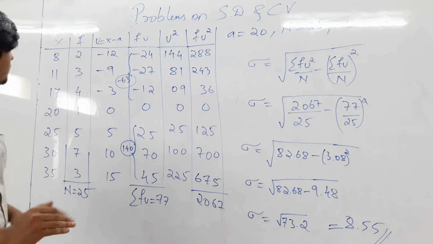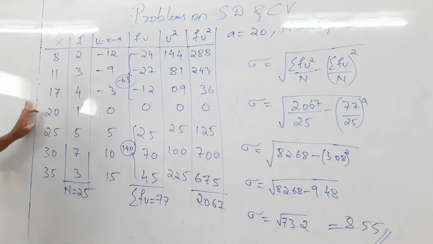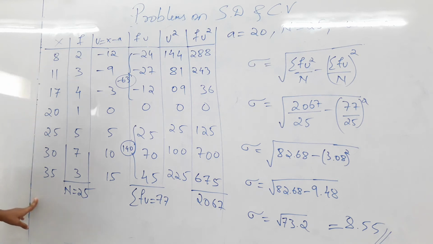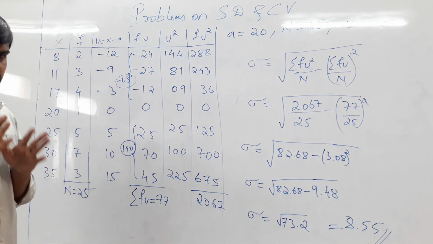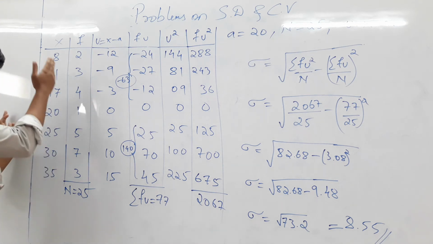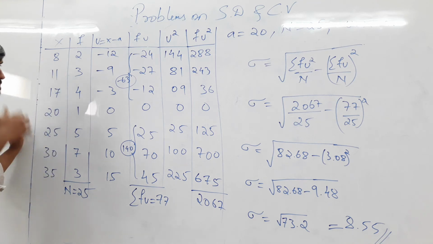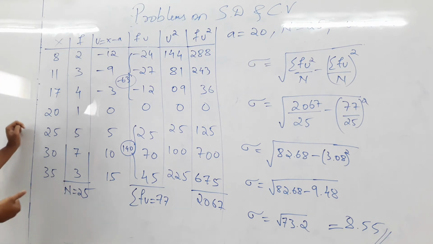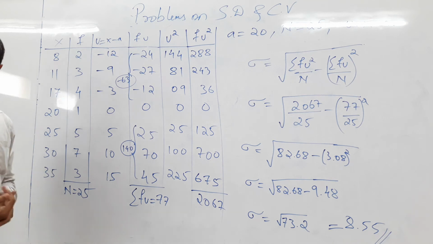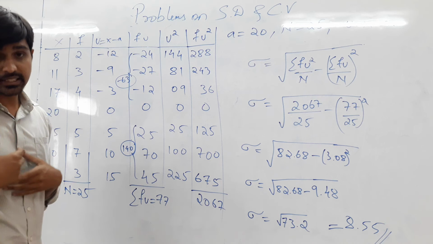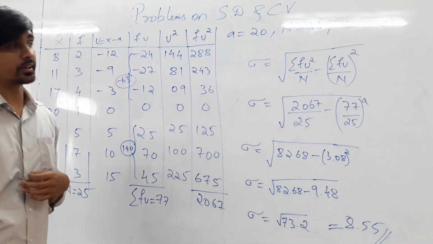Let's start the sum. The question is given: 8, 11, 17, 20, 25, 30 and 35. They are not perfectly set. This is ungrouped data only, but the class interval is not even. It's split up differently. F is given as 2, 3, 4, 1, 5, 7, 3. So n is equal to how much? 25. Let's do u. In your textbook they have taken one value and I have taken a different value so that you will understand.